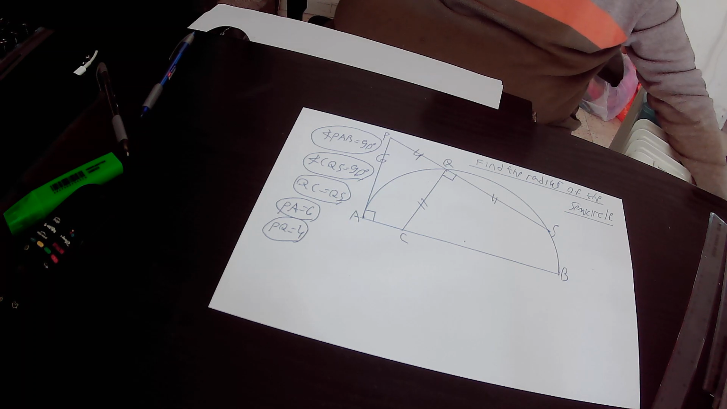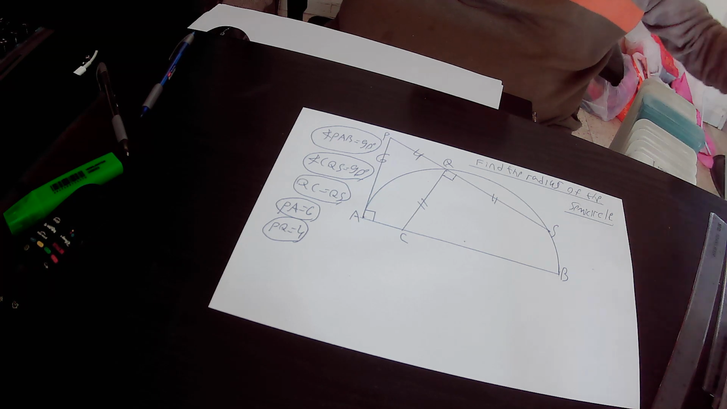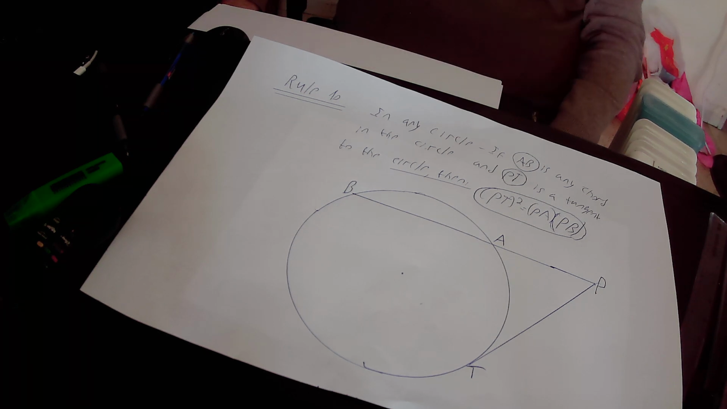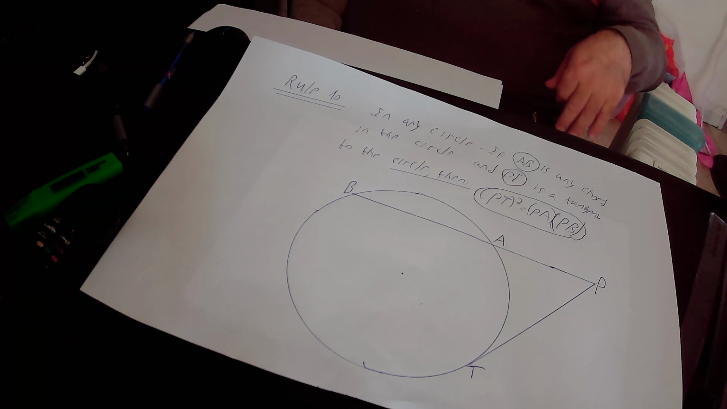So first of all, I present to you a new rule, and we will implement the new rule in our drawing. The new rule is rule number 10. According to rule number 10, in any circle, if AB is any chord in the circle and PT is a tangent to the circle, then the following equation is true: PT square equals PA times PB.